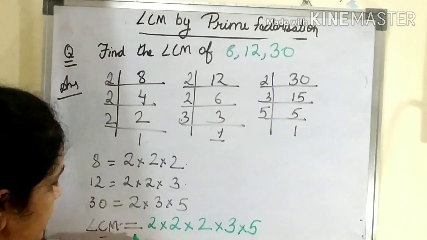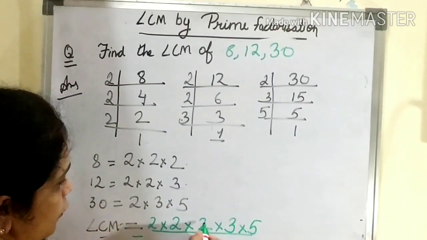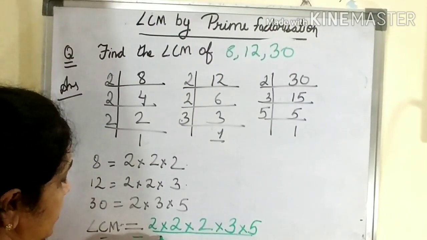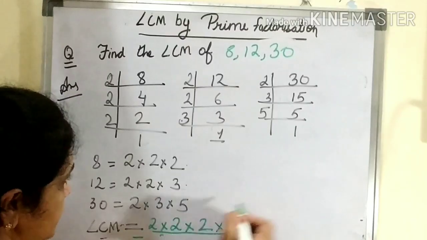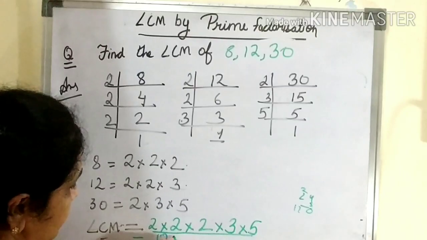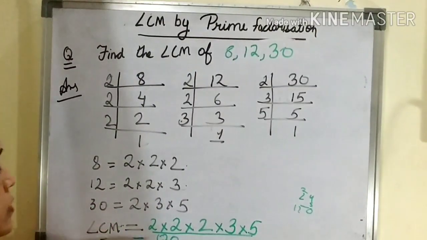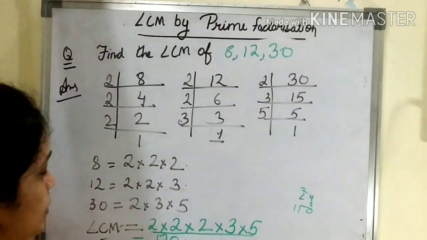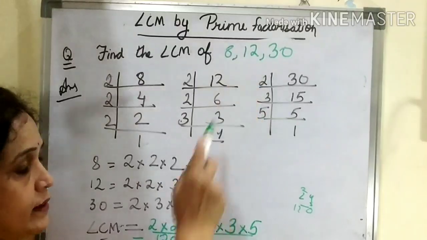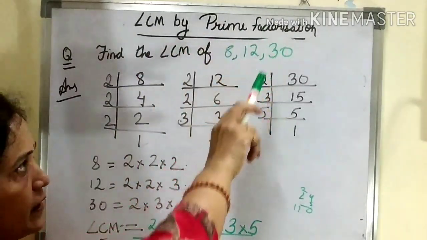So we are going to find the product of all these prime factors. Now what is the product? 2 2s are 4, 4 2s are 8, 8 3s are 24, 24 5s are, yes 24 5s are, 5 4s are 20, 5 2s are 10, it came 120. So the least common multiple of 8, 12 and 30 is 120. That is, 120 is the least number which is divisible by 8, 12 and 30. Okay. In this way we do LCM by prime factorization.